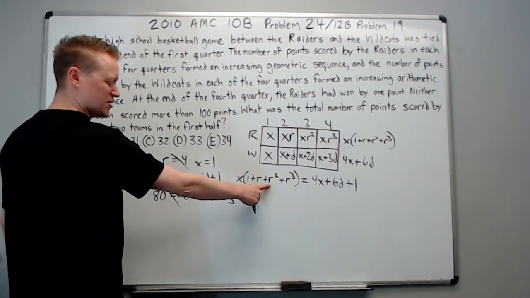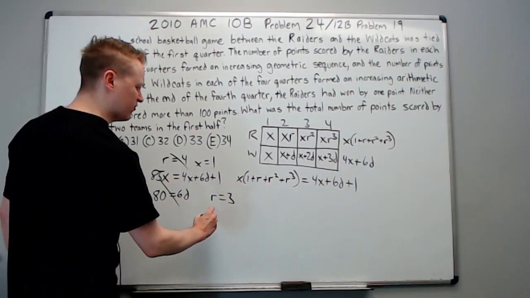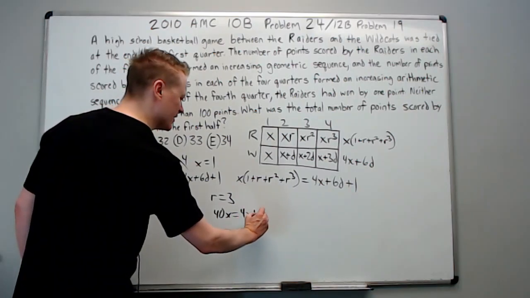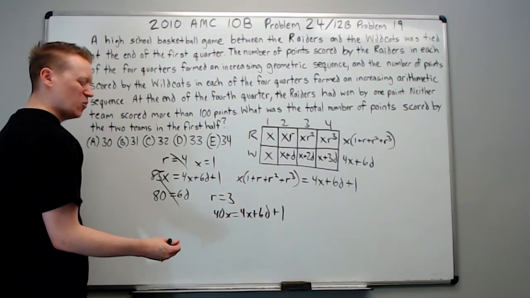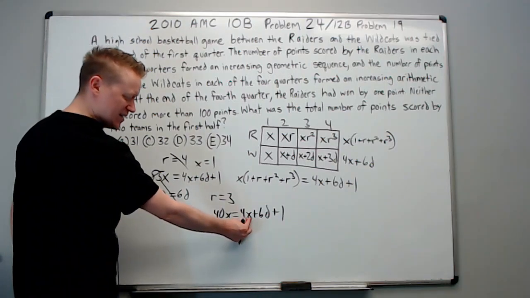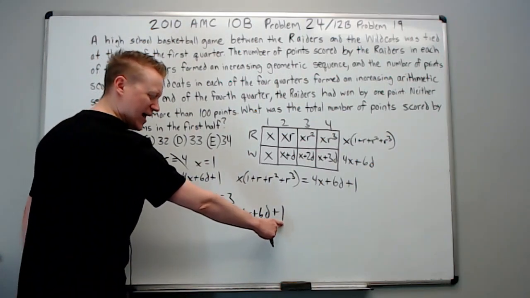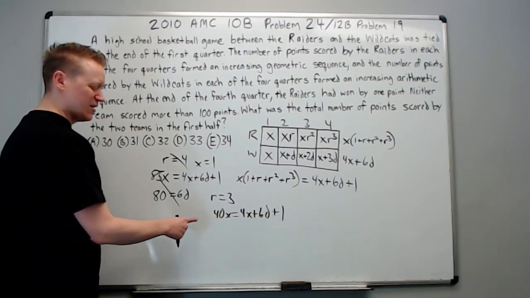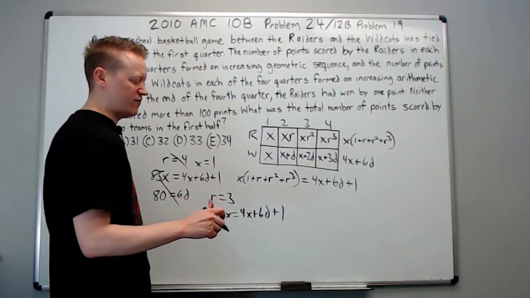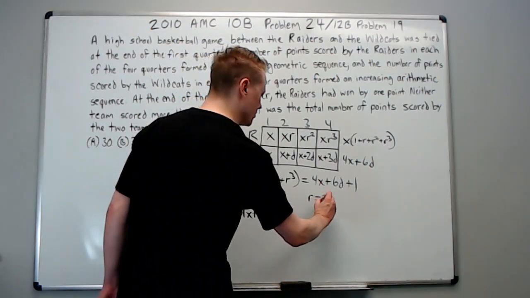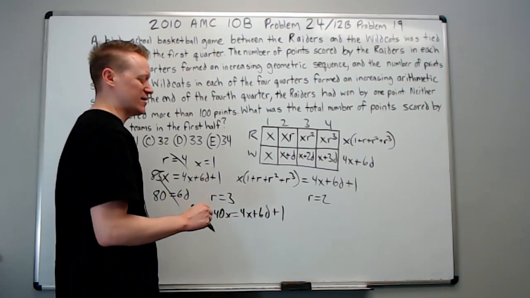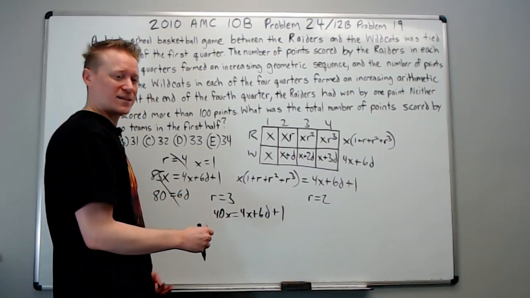27 plus 9 is 36, plus 4 more is 40. This gives 40X equals 4X plus 6D plus 1. We don't even have to think about it. This is going to be an even expression. This is even. This is even. When I add the 1, it becomes odd. Therefore, there's no value of X that's going to make this true. We advance again to R equals 2. R cannot be 1, so we're actually guaranteed that it's 2 at this point, provided we haven't made a mistake.